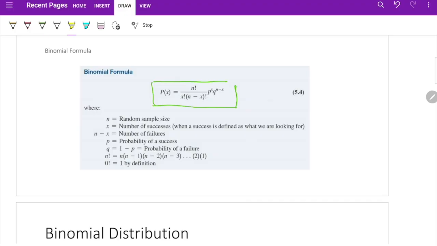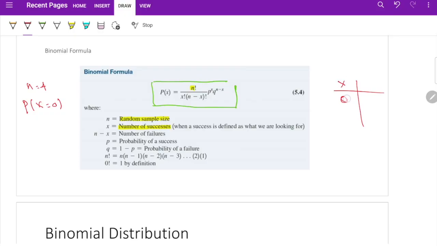n is the random sample size, small n. X is the number of successes. In this example, n is 4. We picked 4 vehicles, and suppose that we are looking for x equals 0, so the number of vehicles to be reworked is 0. Maybe 0, 1, 2, 3, 4. Right? Because if you pick a vehicle, what is the random variable that this vehicle takes?